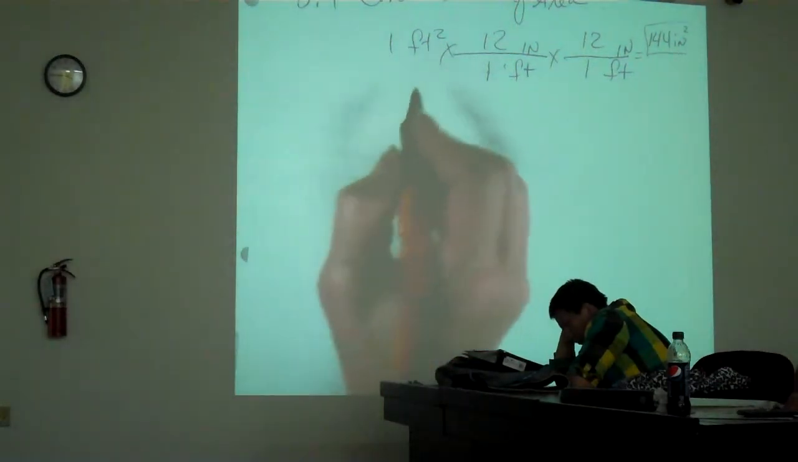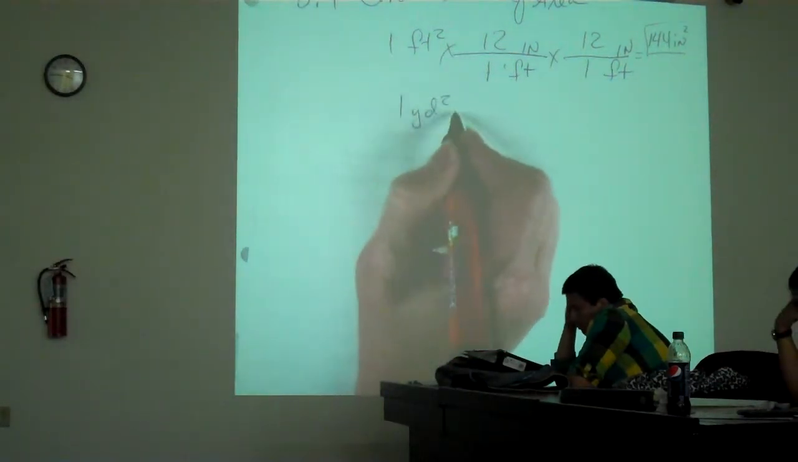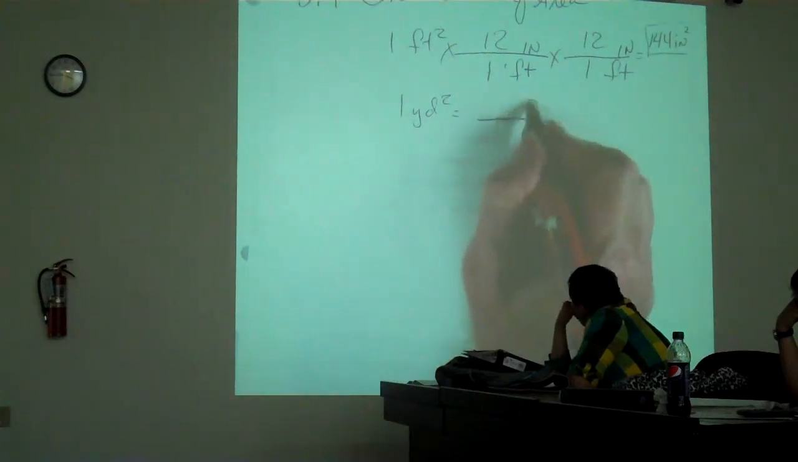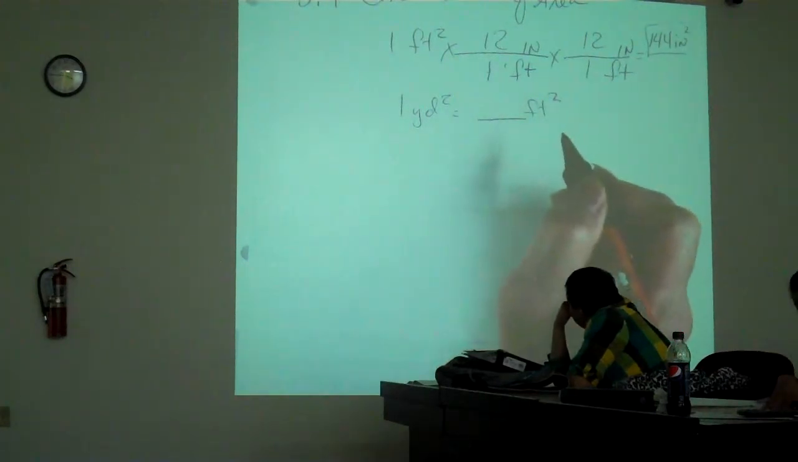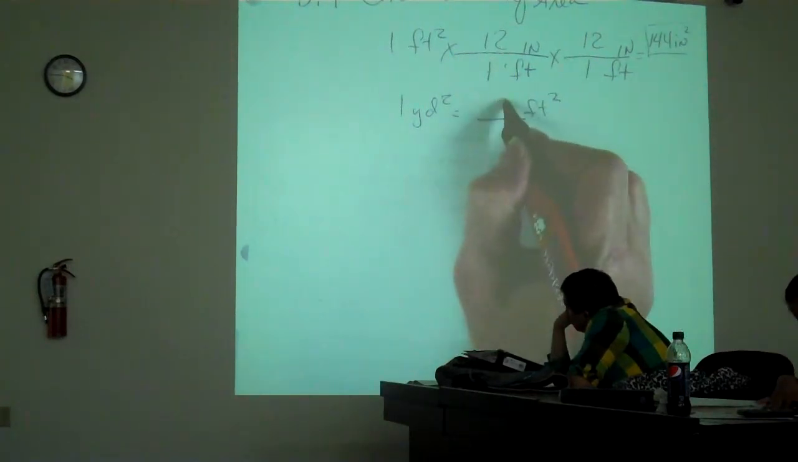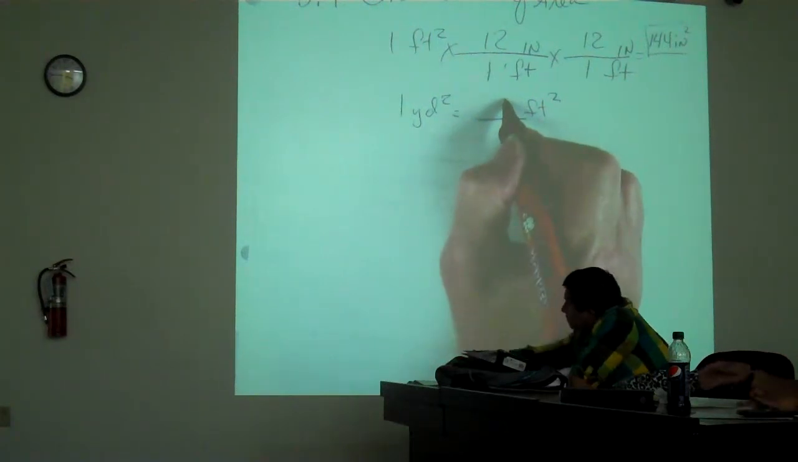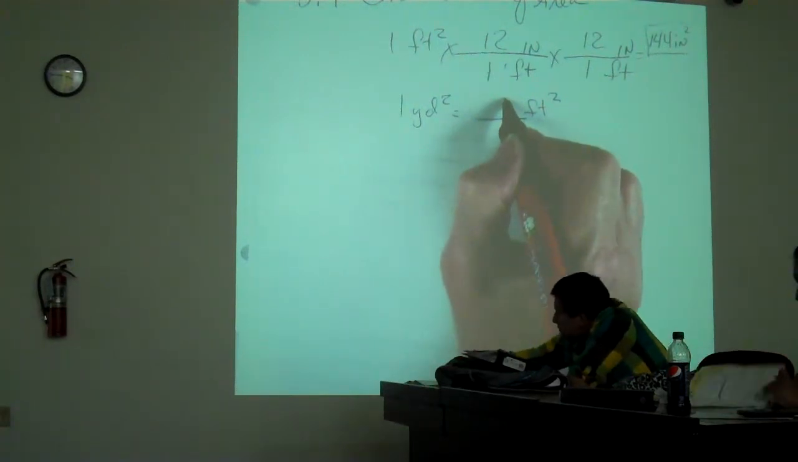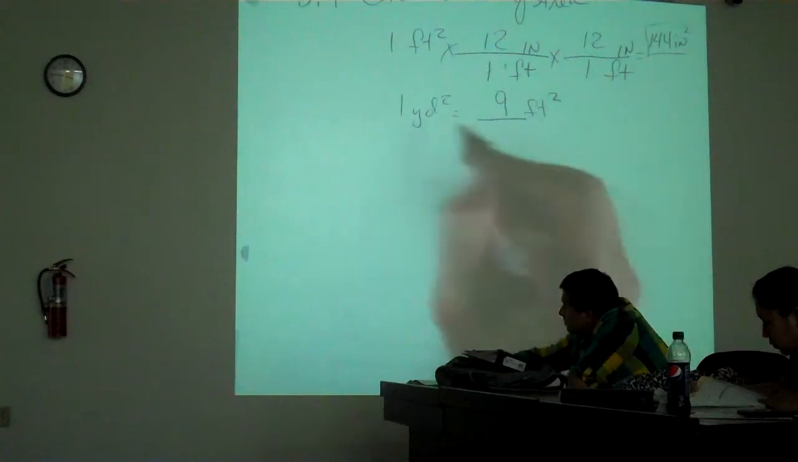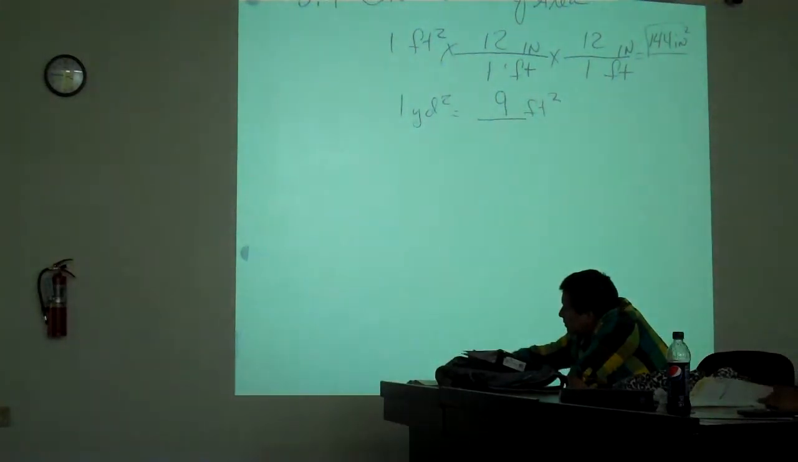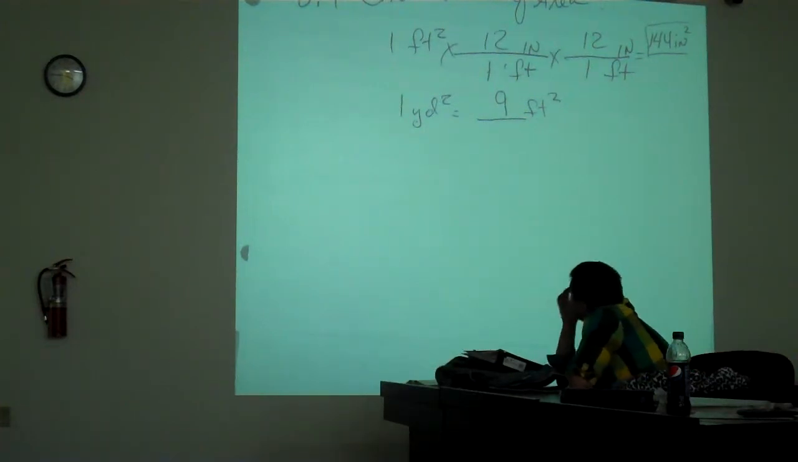Let's do 1 square yard is what? How many square feet? What did it tell you? 9, because it was 3 and 3 times 3, right? 1 square yard is 9 square feet. That's from the chart. Well, page 507.